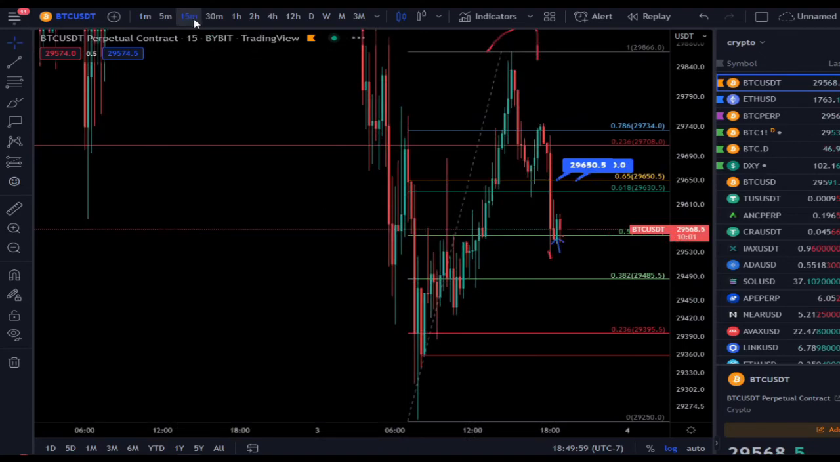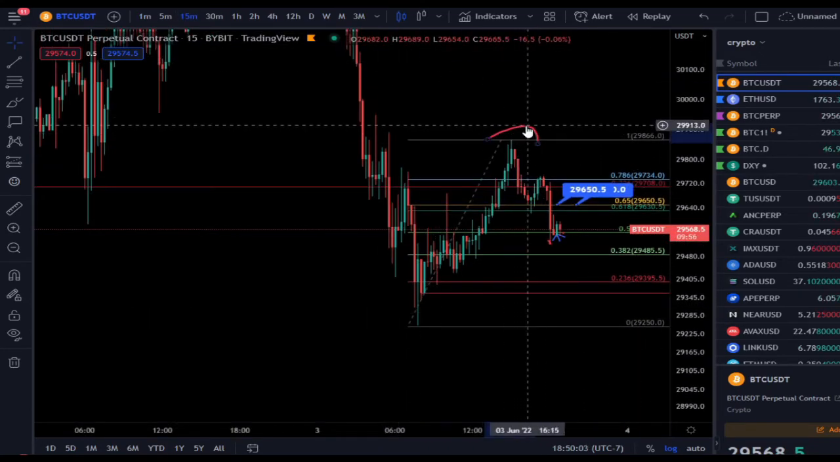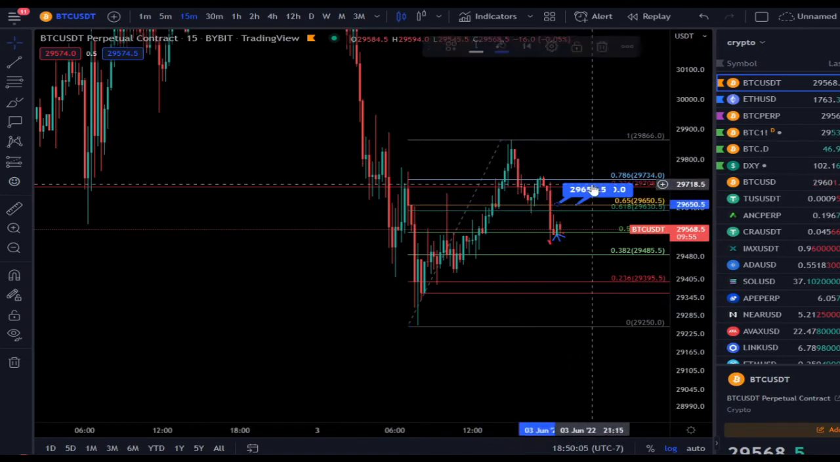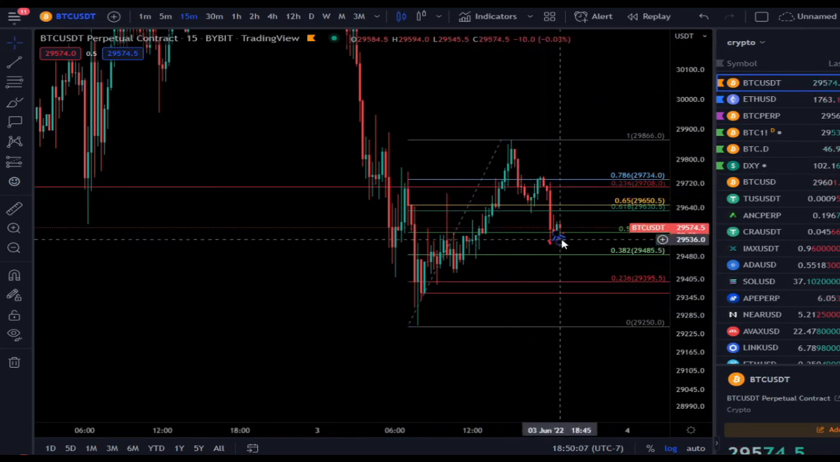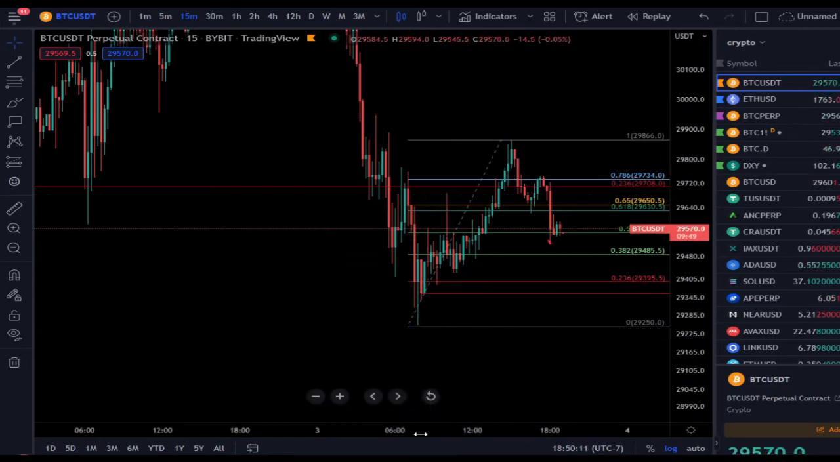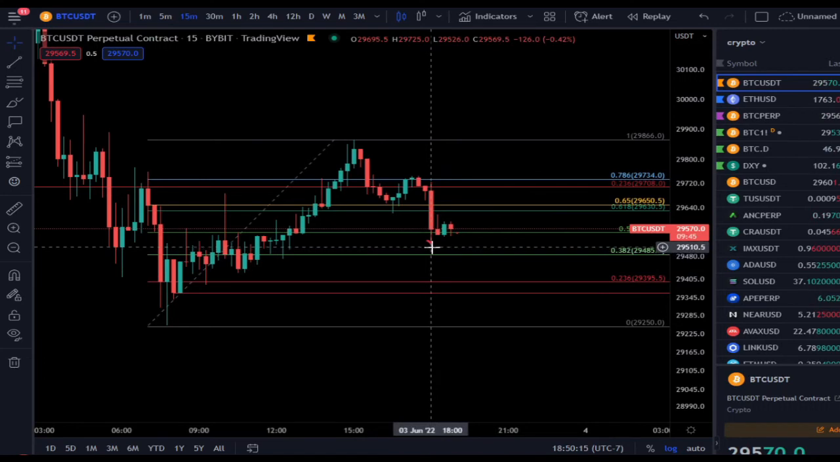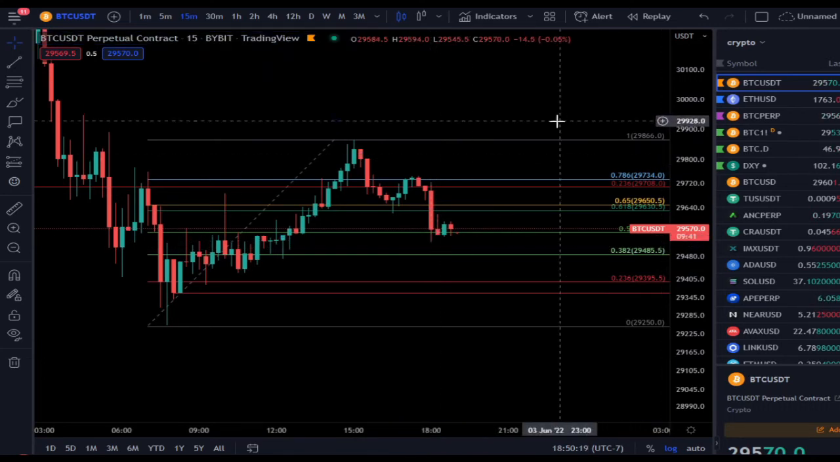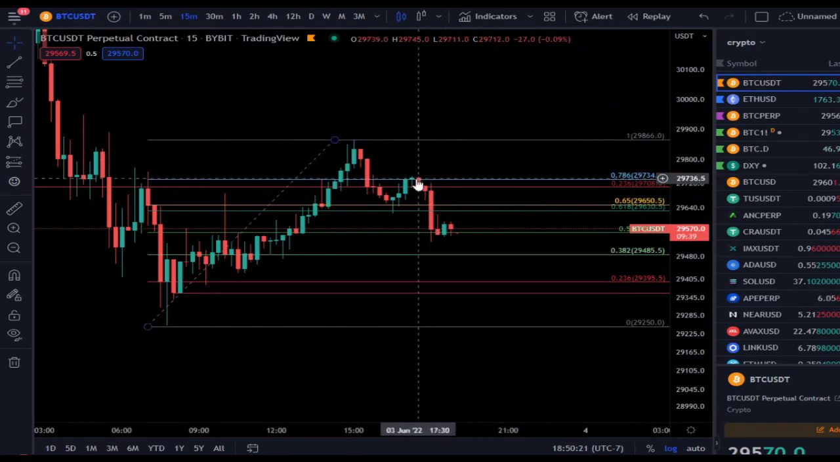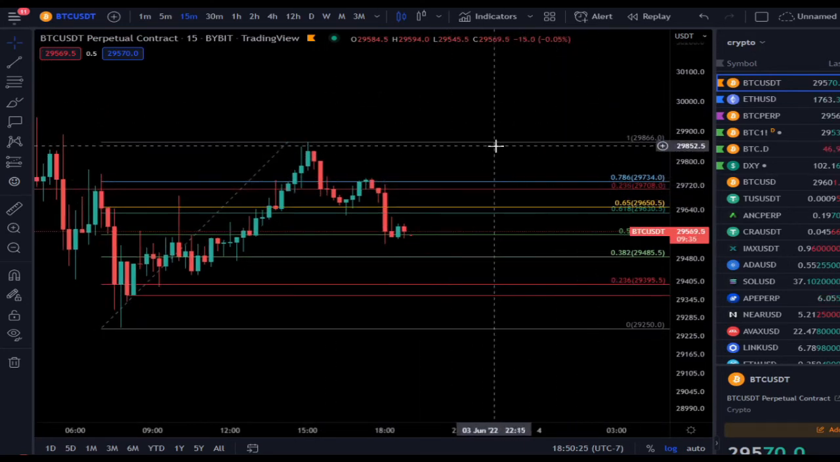Okay, let's go to more like a 15-minute chart here. Okay, so we got this wick down. These are daily highs. Boom. So the big level to get above is 29,734.